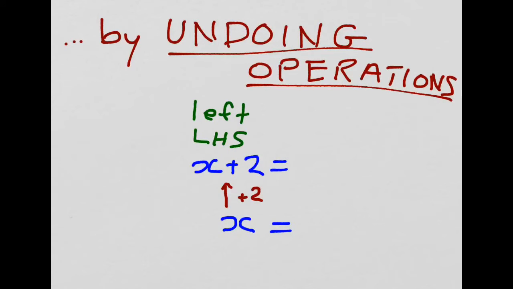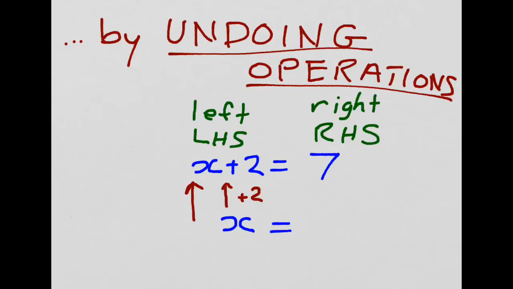If we look at the statement x plus 2, we have to realise how that's made. If we want to know what x is, if we add 2, we get x plus 2. So I've drawn this up arrow showing you to get from x up to that statement, you have to add 2. Now we know from the question that the right-hand side of the equation, that's what RHS stands for, right-hand side, is equal to 7.